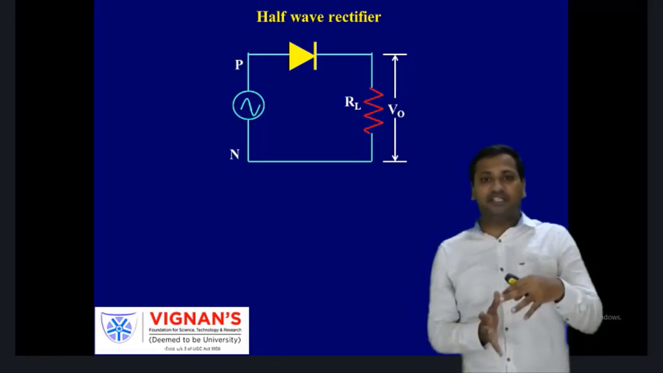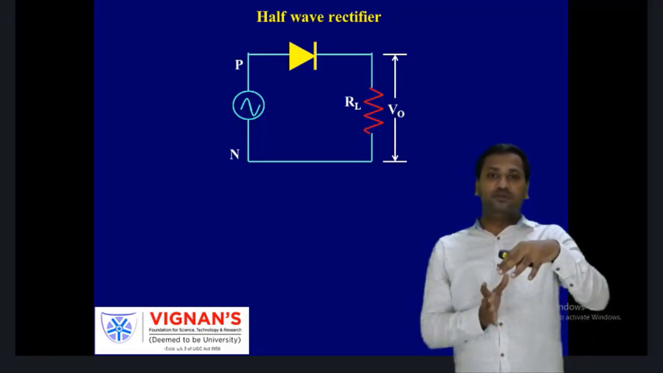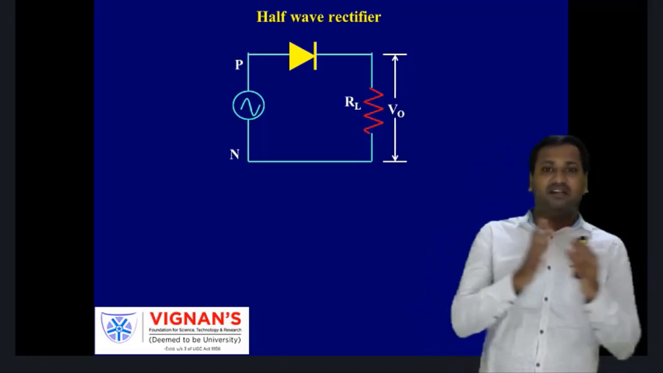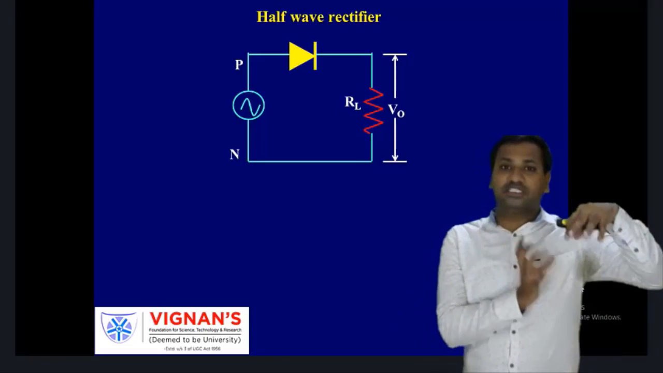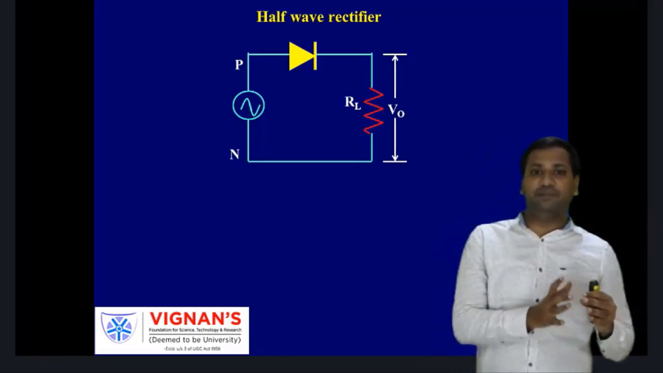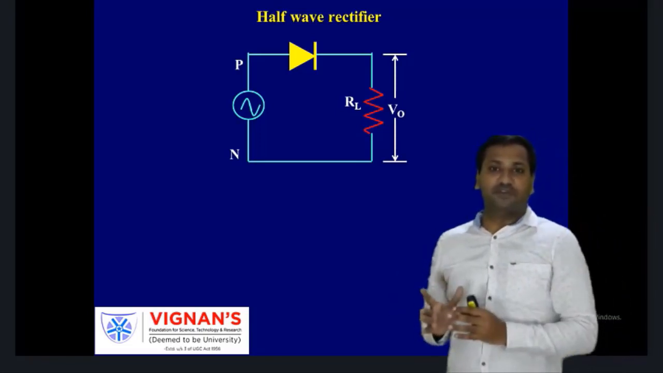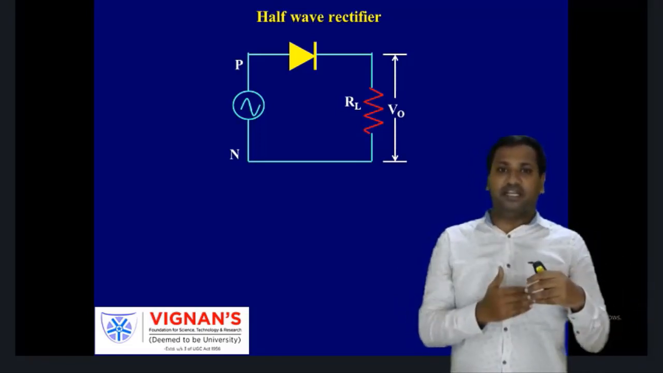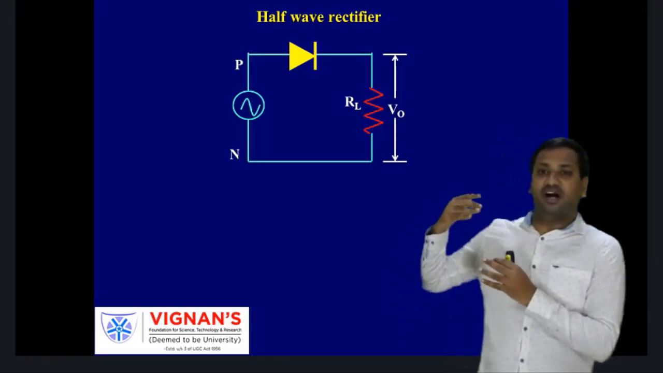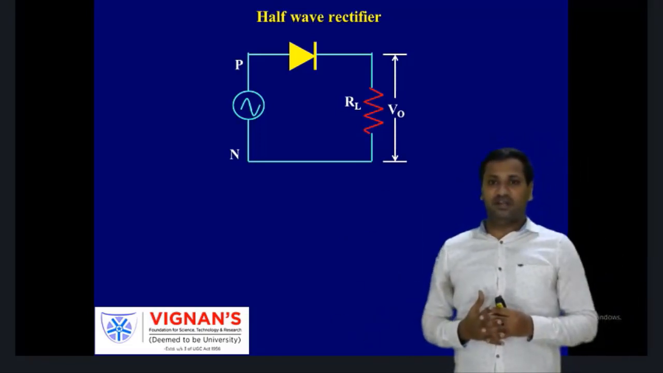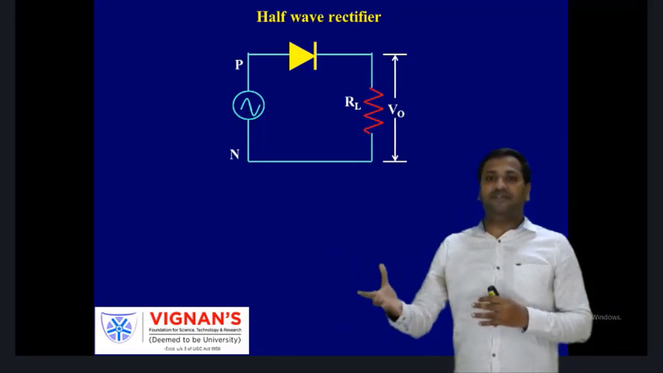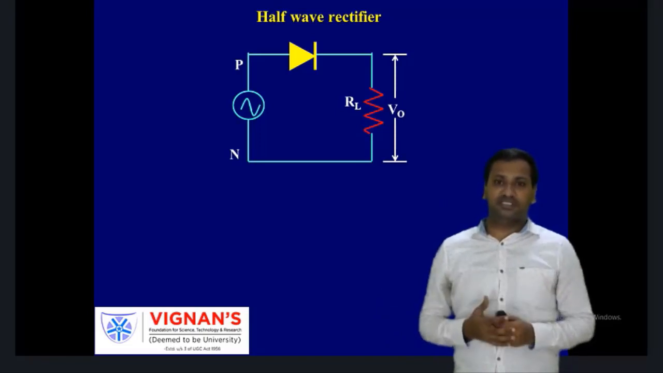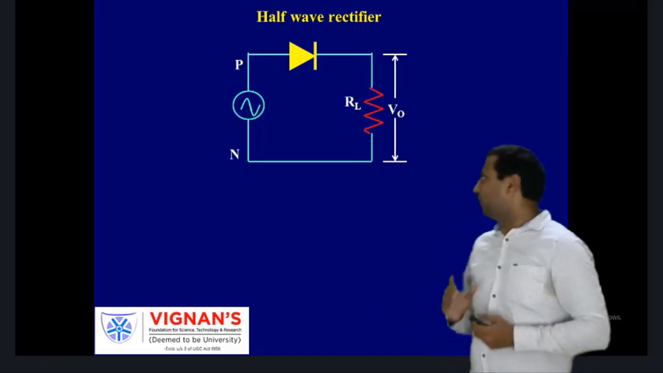So this whole operation will be divided into two halves: the positive half cycle part and the negative half cycle part. How the circuit works in the positive half cycle and how it operates in the negative half cycle, by considering both separately, we will find out the output of this half wave rectifier. Once we find the output of this rectifier, we can find out the efficiency of the rectifier. So first, consider a positive half cycle.